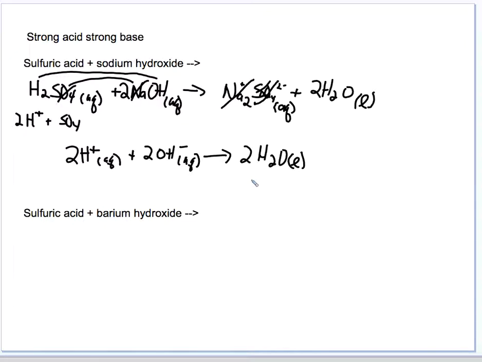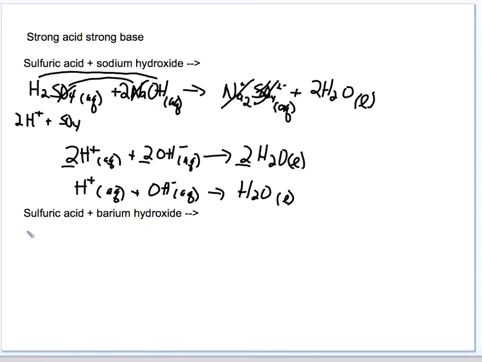Now, we're almost done, except we have 2, 2, 2. That ionic equation should be reduced to the simplest whole number ratio. So it's going to be H plus plus OH minus, and that's going to give H2O. Most of the strong acid, strong base reactions are going to reduce to this: H plus plus OH minus gives H2O. There are a couple of exceptions to that, and I'd like to show you one.